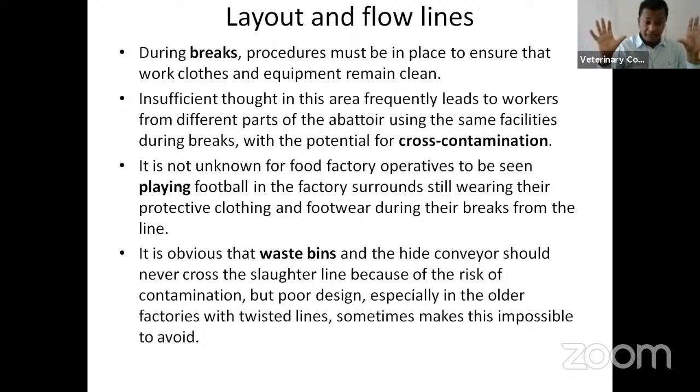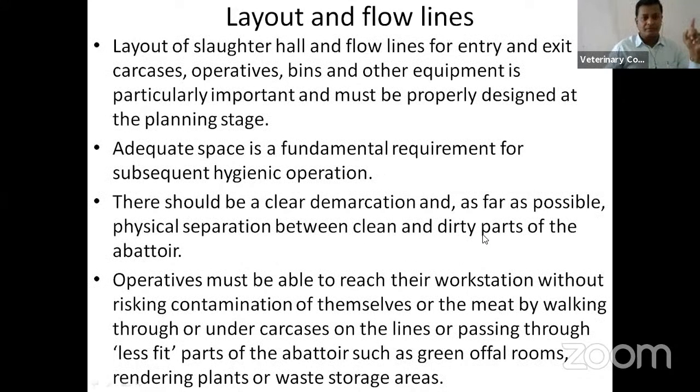Proper waste bins are placed within the abattoir. These waste bins are evacuated routinely, sanitized and kept properly. People should not indulge in playing football or other kinds of activities during these breaks. They should be responsible, and until the shift is over, no operative is allowed to indulge in such activities.